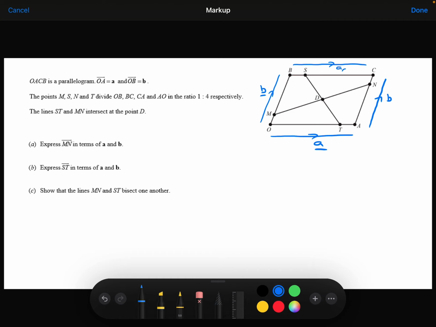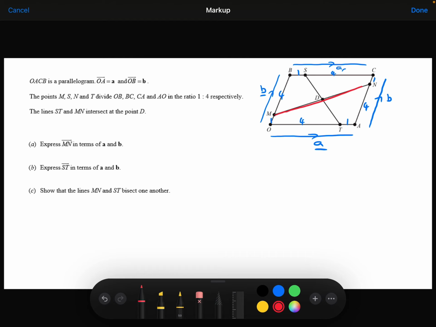The points M, S, N and T divide OB, BC, CA and AO in the ratio 1 to 4 respectively. So this is one part, this is 4 parts, this is one part, this is 4, this is one part, this is 4 parts, and this is one part, and that's 4 parts. The lines ST and MN intersect at point D. Part A, express M to N in terms of A and B.